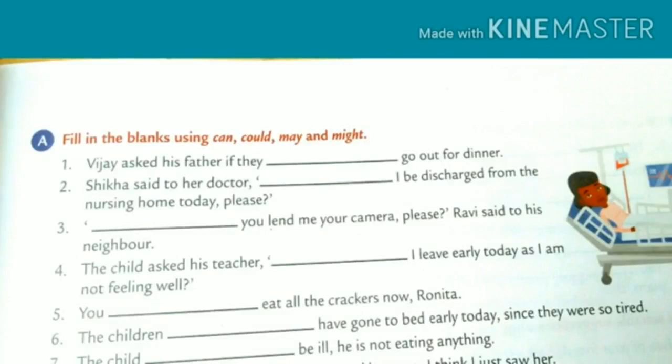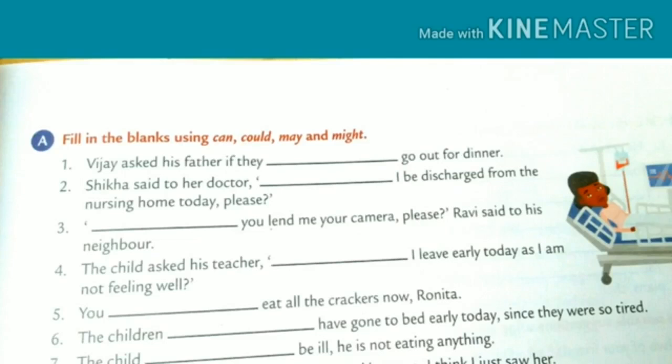First heading. Fill in the blanks using can, could, may, and might. First one. Vijay asked his father if they dash go out for dinner. You have to complete the blank using any one of the modals given above. Can, could, may, or might. Vijay asked his father if they might go out for dinner.